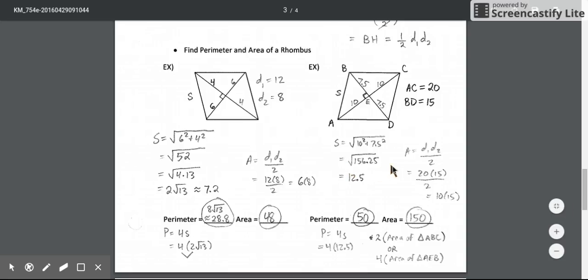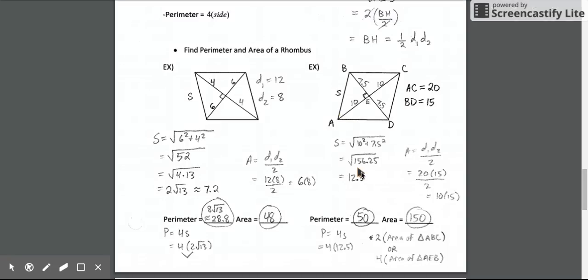Over here on the right example, we're told the full diagonal lengths. So let's break those down. If the distance from A to C is 20 and we cut that length in half, each half must measure 10. If the distance from B to D is 15, then each of its halves must be 7.5 each. Since we're already given the full diagonal lengths, we could just multiply those 2 things together and divide by 2 to get the area. But to find the perimeter, we need that side length, which is the hypotenuse of one of these right triangles. And now we know 2 out of the 3 sides in that right triangle. We could again use Pythagorean theorem to find that hypotenuse, which is the side length of the rhombus. So the side length is 12.5. We could quadruple that, or add it to itself 4 times and get 50 as a perimeter.